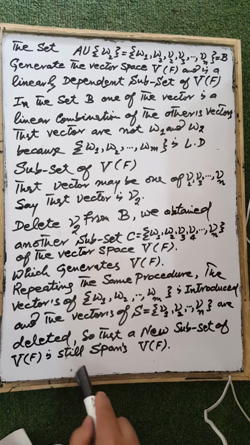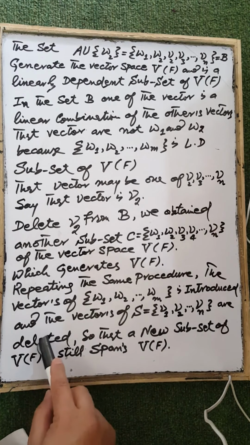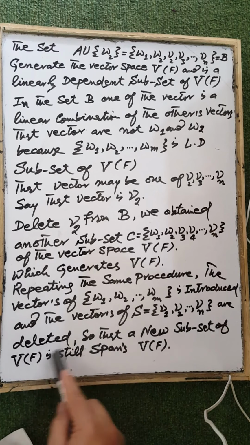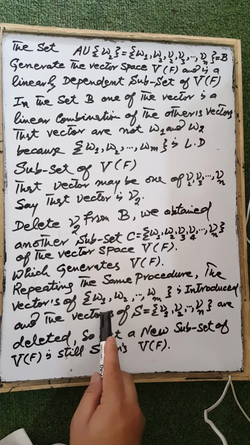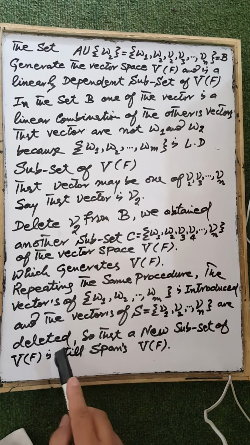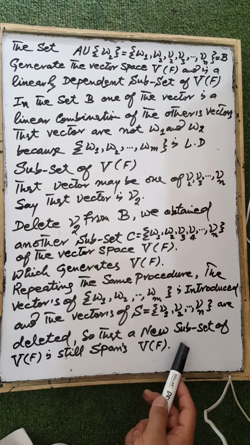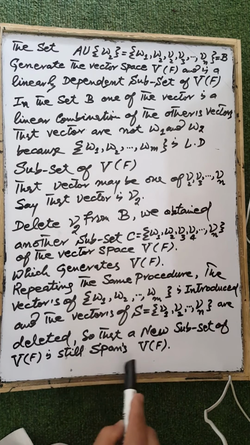So by repeating the same procedure, we introduce the elements of this set and delete the elements of this set, and so on. The resulting new subset also spans the vector space V over the field F.